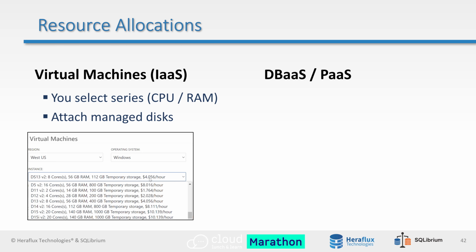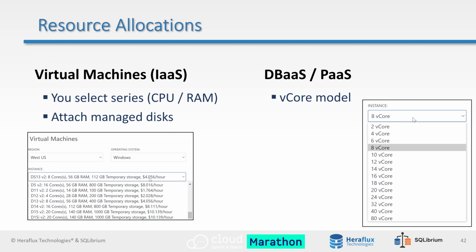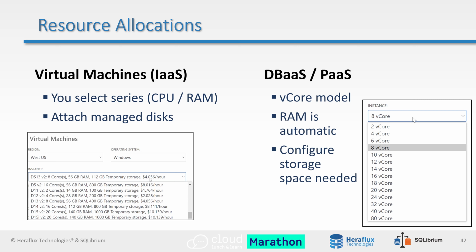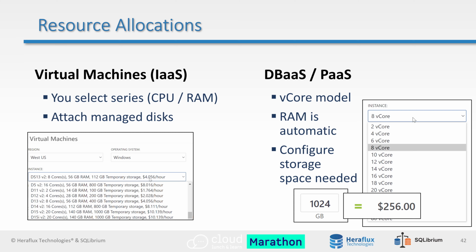If you're dealing with database as a service or platform as a service, there is a modern vCore model. So you can say, I need 6 cores, 8 cores, 10 cores, 12 cores. The memory allocation comes along with it. You don't have to worry about it. And then it's just a slider to say, I need this much space. You get out your credit card and life is good.